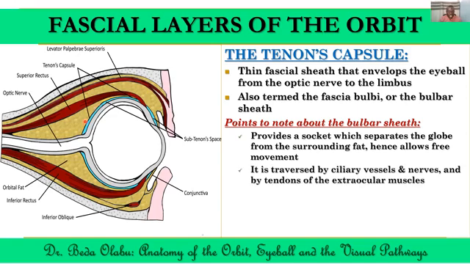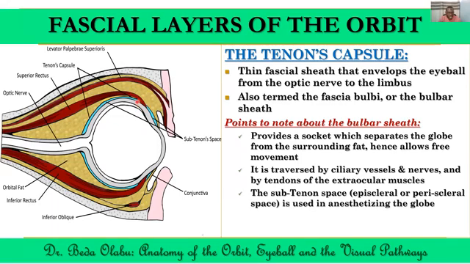There are a number of structures that traverse the fascia, and in particular, the ciliary vessels and nerves will pass through this particular layer to supply the eyeball itself. The tendons of the extraocular muscles also pierce this particular fascia, like what you can see there, because these extraocular muscles attach on the sclera. So they have to pierce this fascia to attach to the sclera.